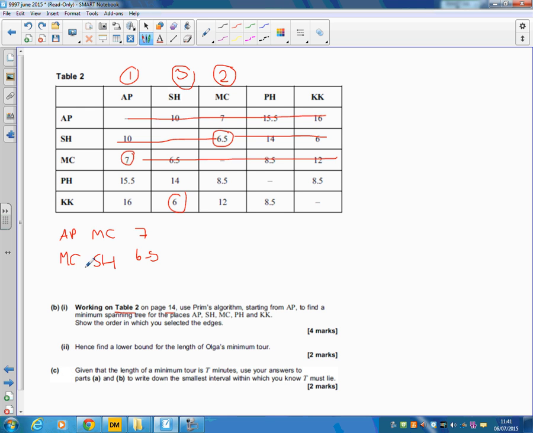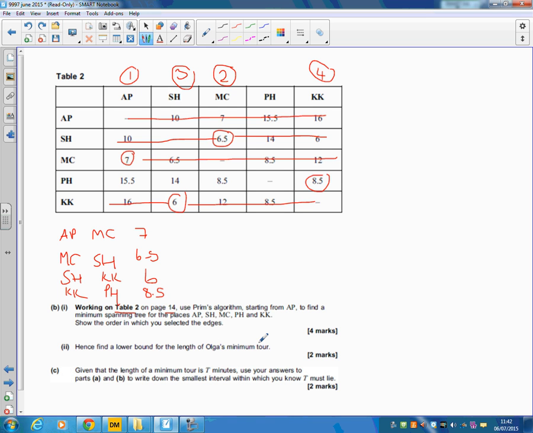Your shortest is here, so it was SH to KK, and that took us 6. So we're not going back to KK, we went to it 4th. So the only place we've got to go to is PH, and we've got a choice. We could either go from KK to PH, or we could go from MC to PH, and it doesn't matter at all which one you pick. So pick either one you like. I'm going to pick the KK to PH, but you could equally have picked the MC to PH, and you'd have got the same answer. And this gives us our minimum spanning tree.